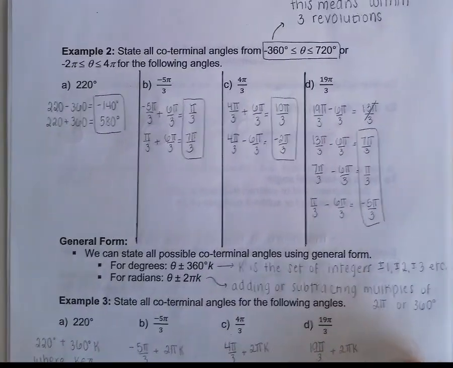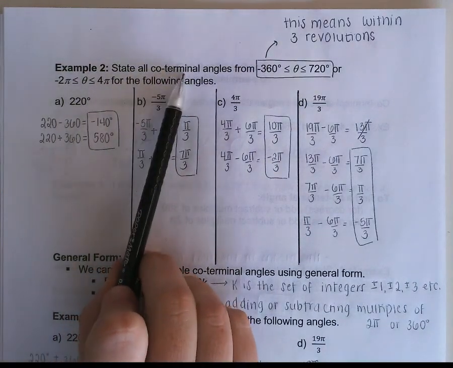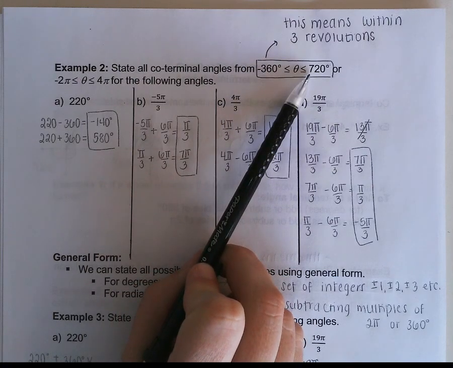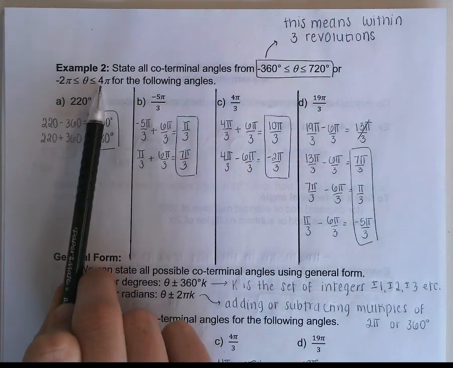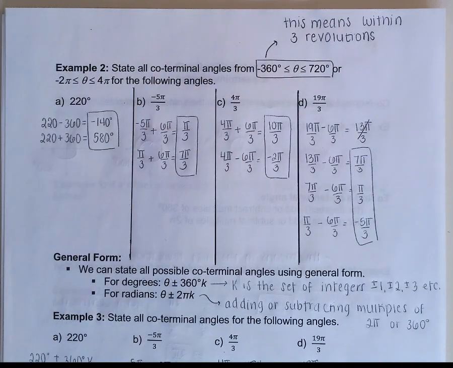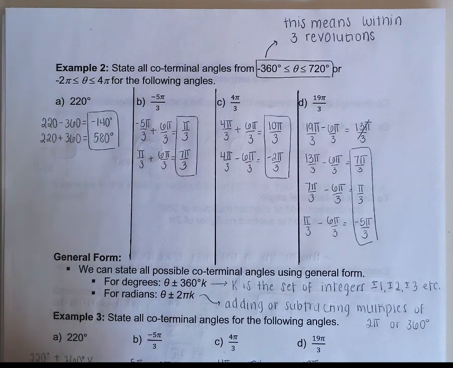Now, we also can look for multiple coterminal angles. In example 2, it says state all the coterminal angles from negative 360 to 720, or negative 2 pi to 4 pi. This means within the first 3 revolutions. So if I have an angle of 220, that's between 0 and 360.